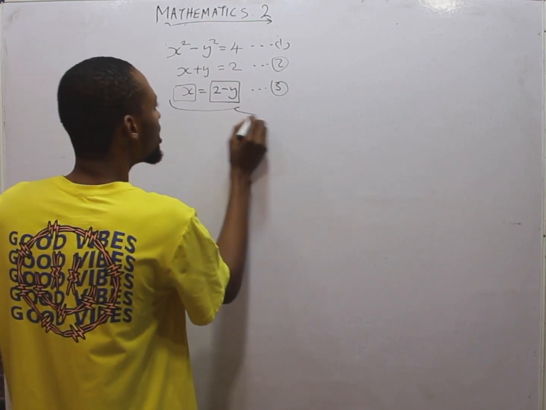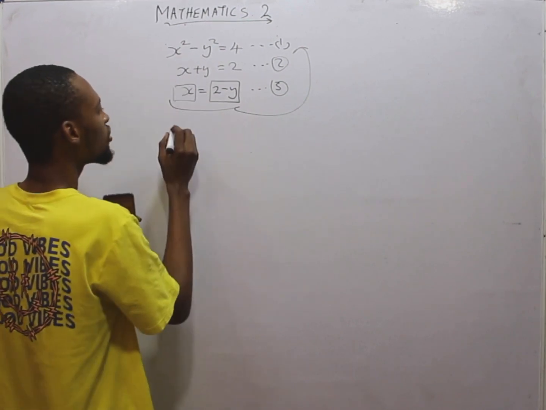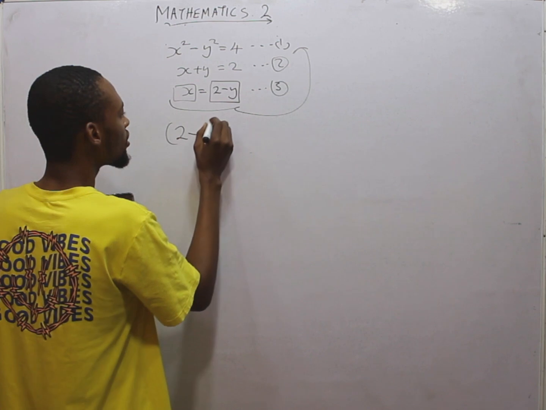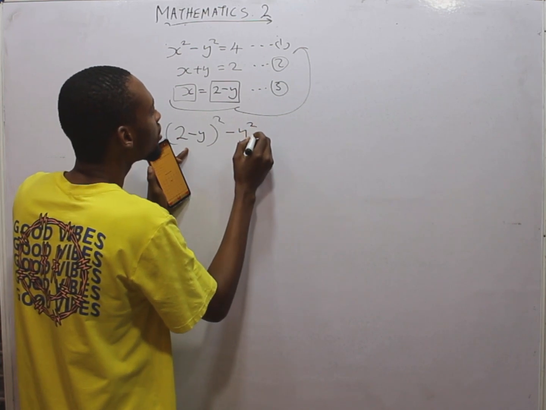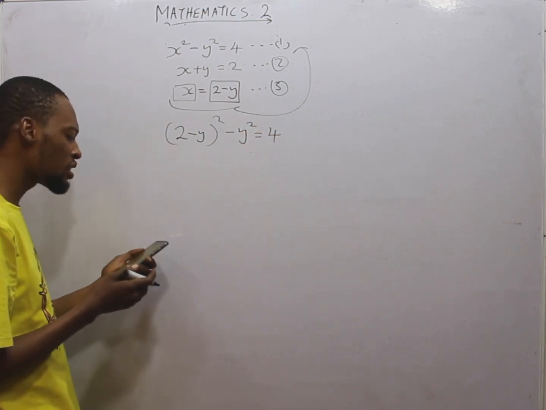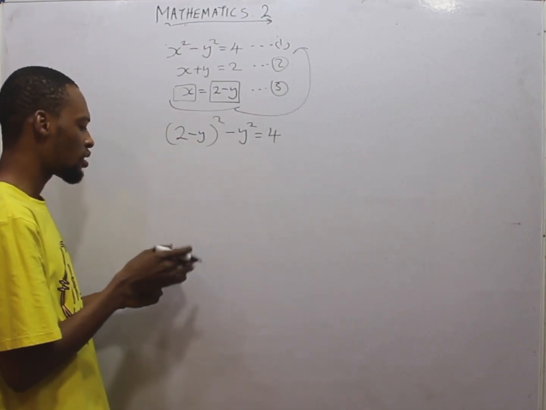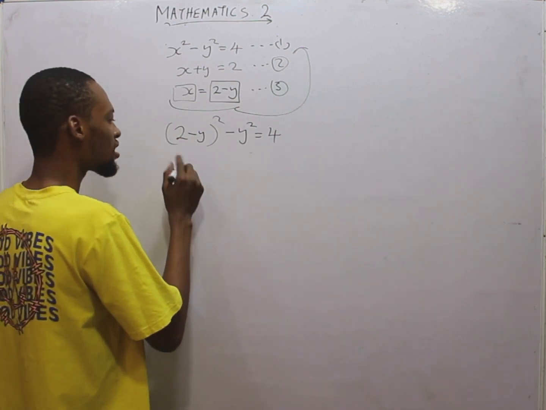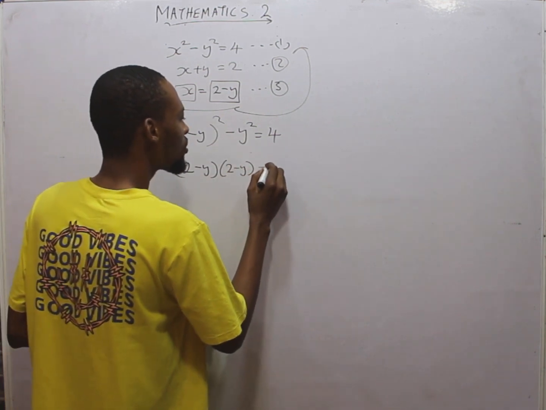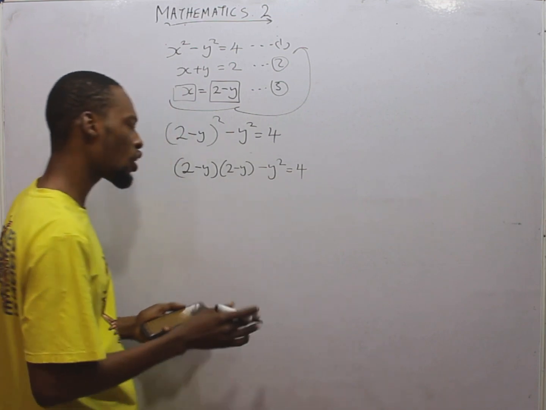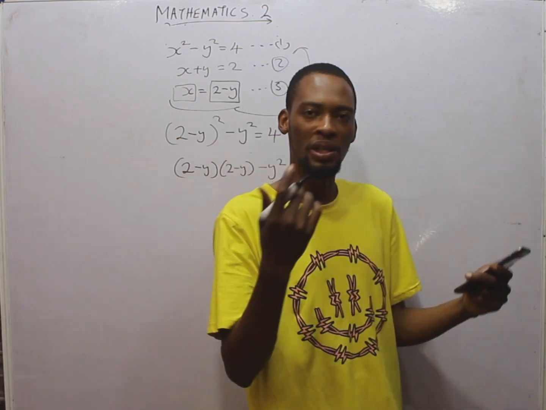So substitute this in equation 1 to simply have, instead of s squared, s is now 2 minus y. So 2 minus y squared. So everything here is s. The square remains. Minus y squared is equal to 4. Why did we do this? Now we have y and we have y, so it will be easier for us. Do not forget that this is the same thing as 2 minus y and 2 minus y, then minus y squared is equal to 4, because 2 minus y squared is the same thing as 2 minus y times 2 minus y.